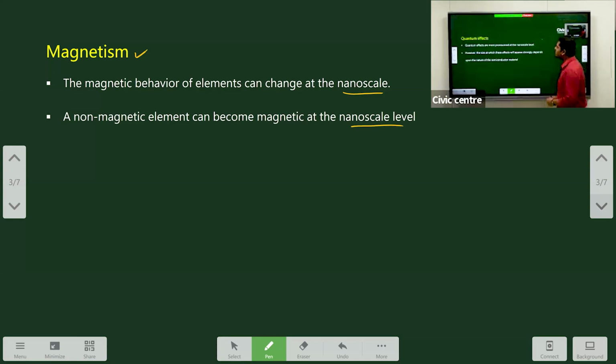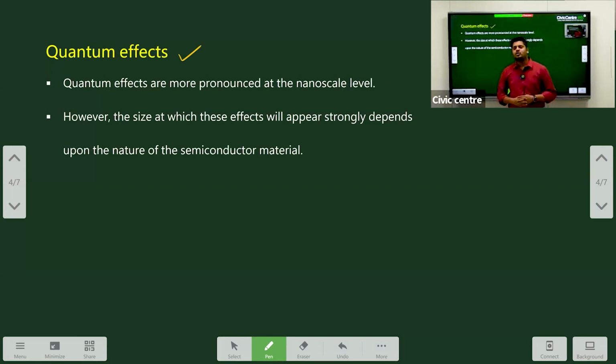Now, coming to the next property, quantum effects. As I have told you, in the bulk material, most of the classical physics or the classical mechanics plays a role. But when we are talking about the atoms at the nanoscale, which are the size of just 4 to 5 atoms, then quantum effects come to play a major role rather than classical science, right? So the quantum effects are more pronounced at the nanoscale level. However, the size at which these effects appear strongly depends upon the nature of the semiconductor material which we are using, right?